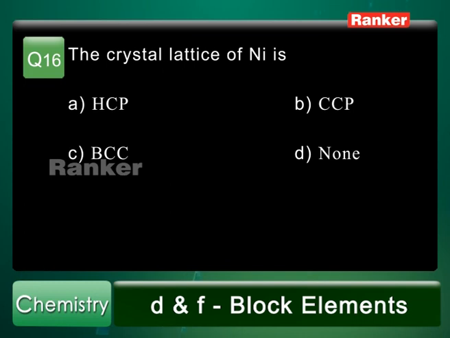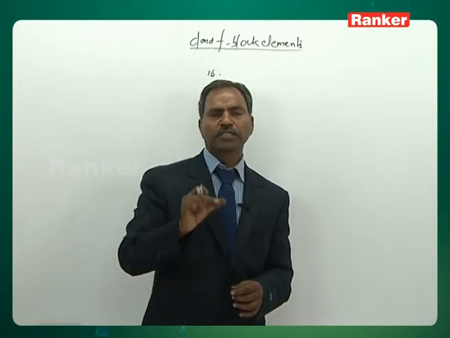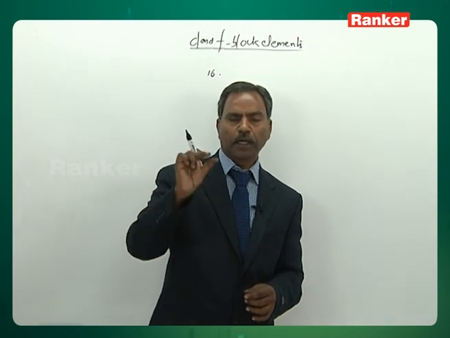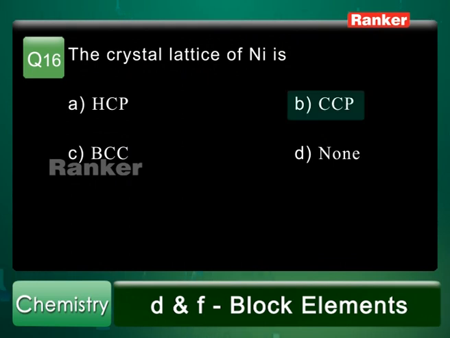Nickel is having CCP, cubic close packing, also known as face-centered cubic lattice. The nickel metallic lattice is answer option B, that is CCP. So this is the correct option.